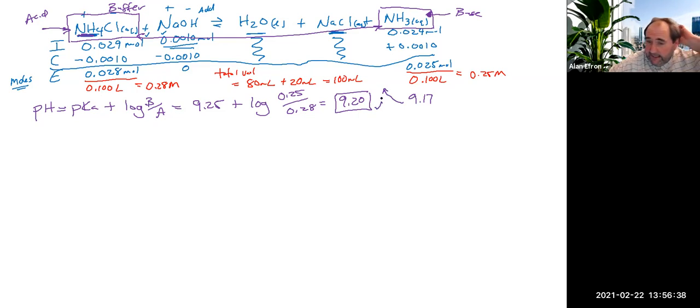Again, you could do an ice table if you wanted to and solve it using the Ka value. You could even do a Kb table if you wanted to and do it that way. But again, this is probably the easiest approach.